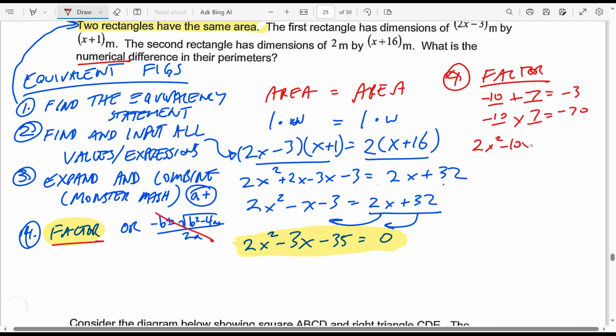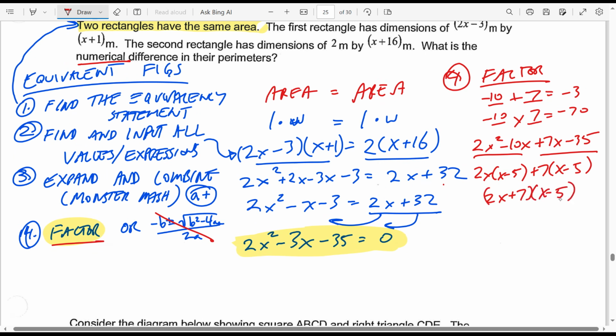2x squared minus 10x plus 7x minus 35. Don't forget that it's the original value on the end, not the a times c, not the Munchkin number. And then I'm just going to common factor 2x, x minus 5 plus 7, x minus 5. This should be automatic by now, doing this stuff.